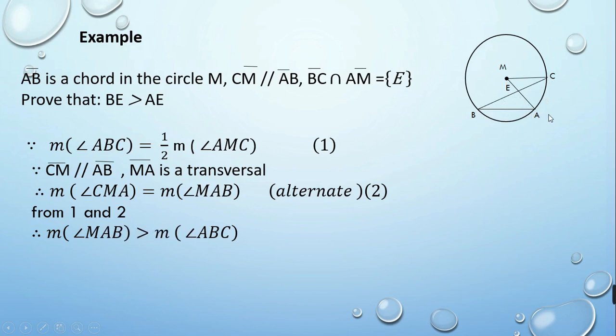I want to compare the lengths of the two sides BE and AE. If I want to compare the lengths of two sides, I have to put these two sides in one triangle, which is ABE. So the measure of the angle MAB is greater than the measure of the angle ABE. The side BE is opposite to the angle A, and the side AE is opposite to the angle B. So therefore BE is greater than AE.